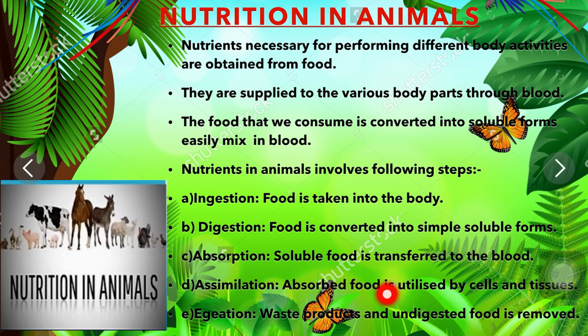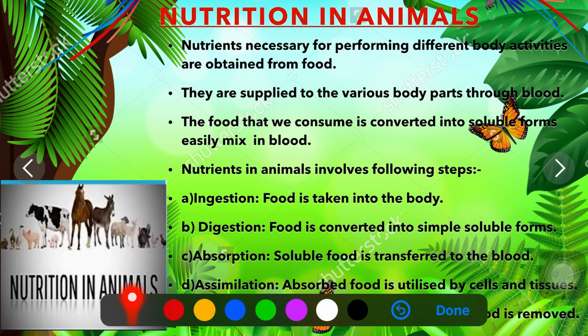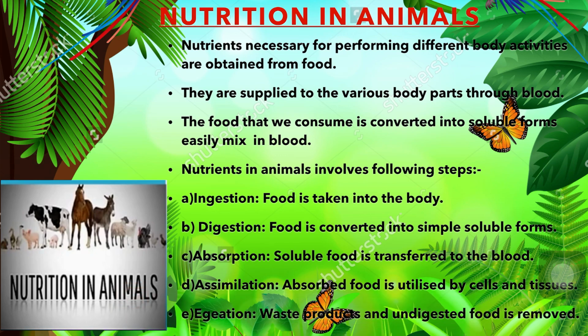Next is assimilation. During that, the absorbed food is utilized by cells and tissues for energy production, for growth and repair. And the last one is egestion. After digestion, absorption and assimilation, there will be unwanted waste product. That unwanted and undigested waste product is given out from the body. So this process is called egestion.